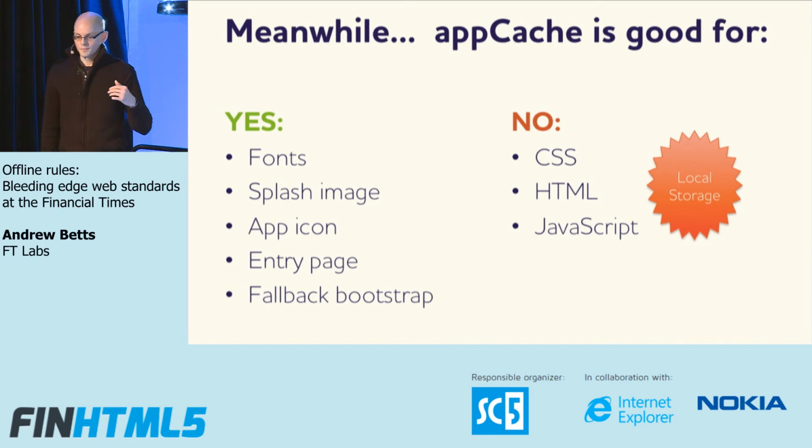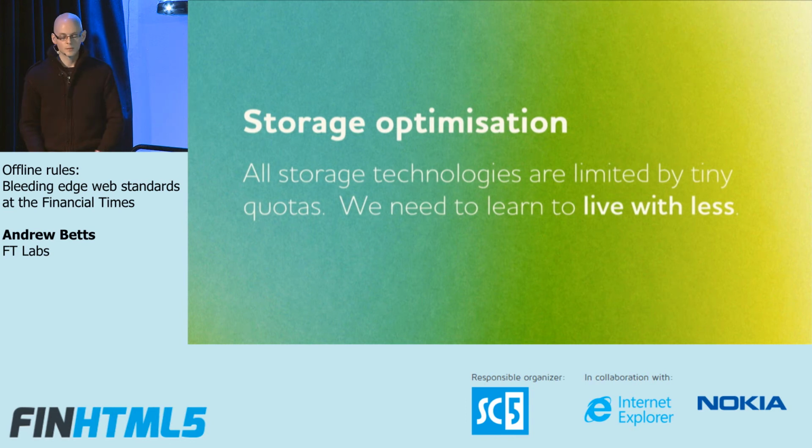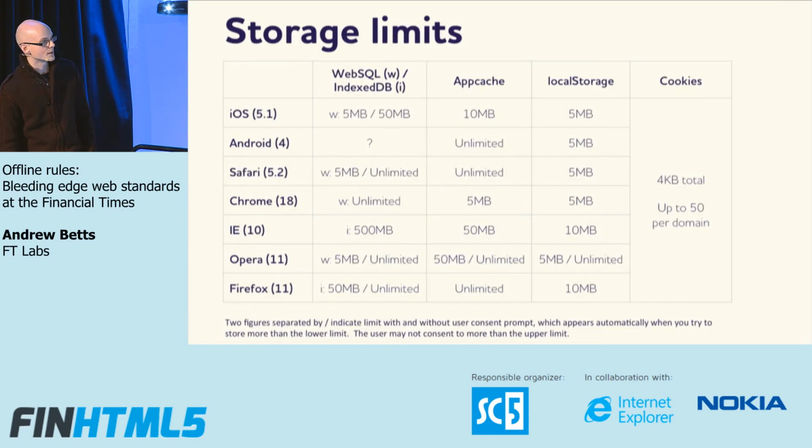And I was talking about quota a moment ago and how we need more space. And until we get more space, we need to optimize the space that we already have. Because actually, the amount of space we have is really tiny. Now, this chart is actually a little bit out of date. iOS 6 has increased the app cache maximum to 25 meg and has removed the limit on IndexedDB, which is brilliant. But for other devices, we're still dealing with some very small quota limits.